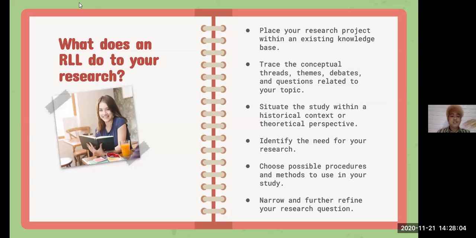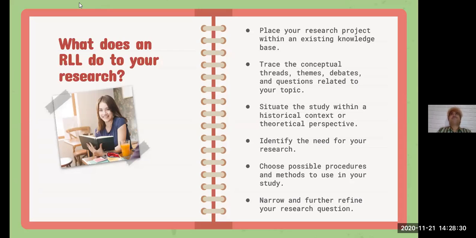No, may mga ganun. So, research is a work in progress. Unless it's published already or signed by your dean as approved in partial fulfillment of the requirements for the degree, then it's done. But until such time, hindi pa siya polished. Even at the latter part of your defense, pwede mo pa rin siyang mabago.